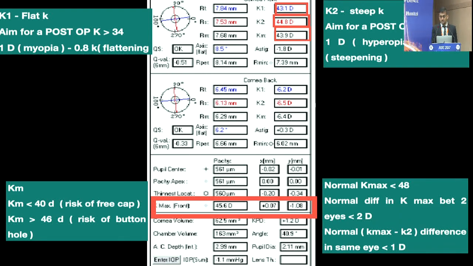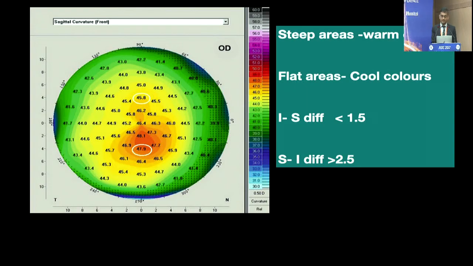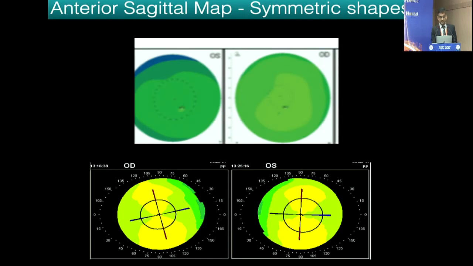The difference in K max between the two eyes should be less than 2 diopters, and the difference between K max and the steep K in the same eye should be less than 1 diopter. This is another important point, wherein you get a color representation of the sagittal curvature. The IS difference should be less than 1.5, and the SI difference should be less than 2.5.